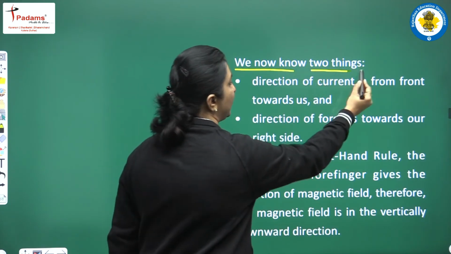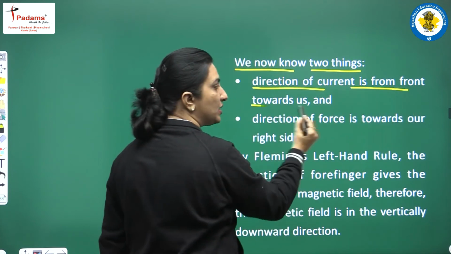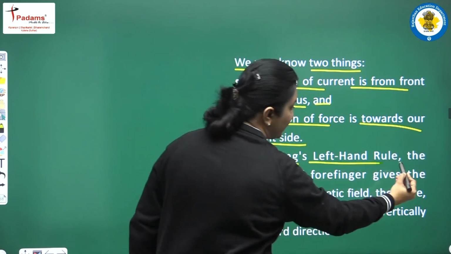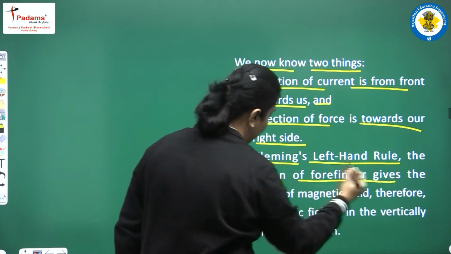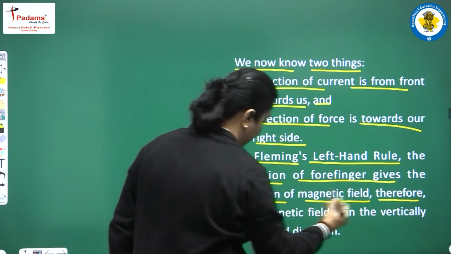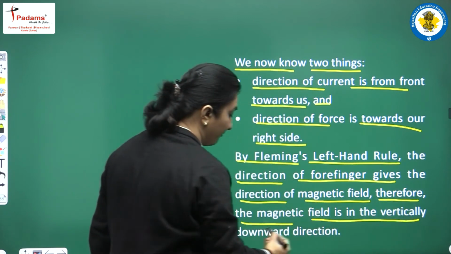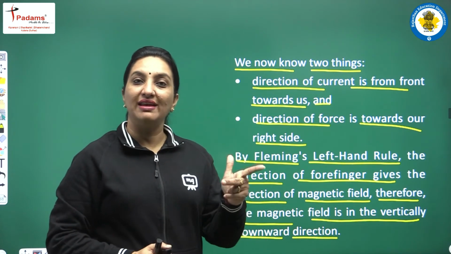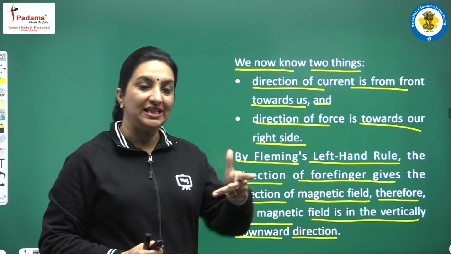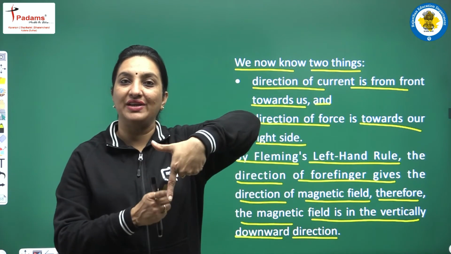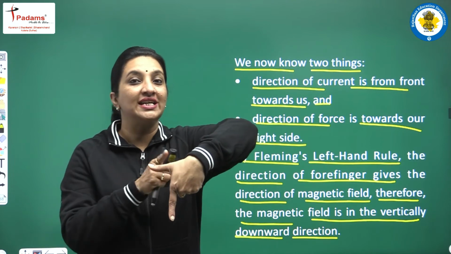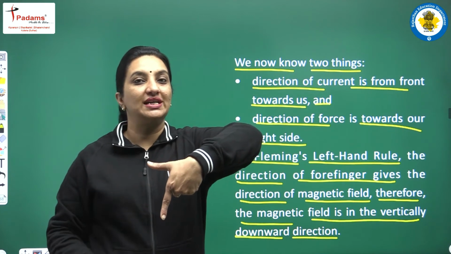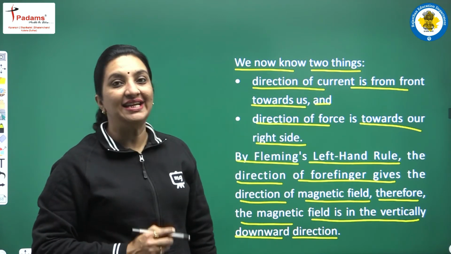We now know two things. Direction of current is from front towards us, and direction of force is towards our right side. So by Fleming's left hand rule, the direction of forefinger gives the direction of magnetic field. Therefore, the magnetic field is in the vertically downward direction. This we have seen students by stretching the three fingers of our left hand. We have seen that the direction of the magnetic field is going to be vertically downwards, since the direction of force is towards the right hand side and the direction of current is towards the back wall. Right students? Now let's see the next question.